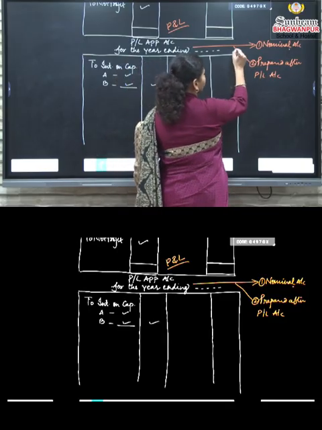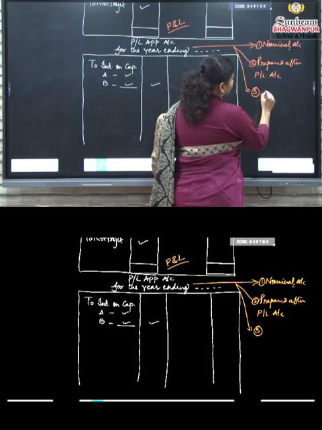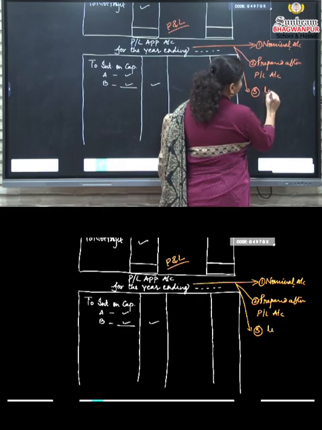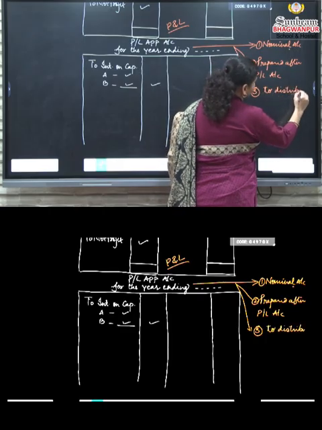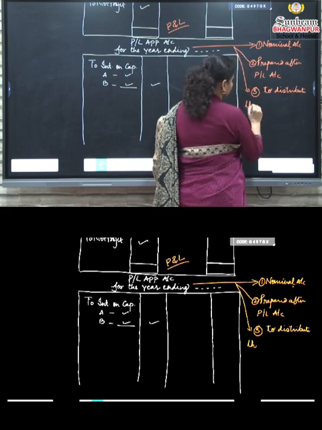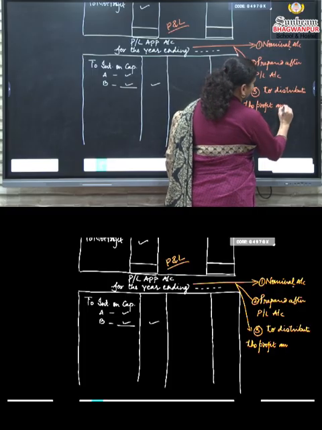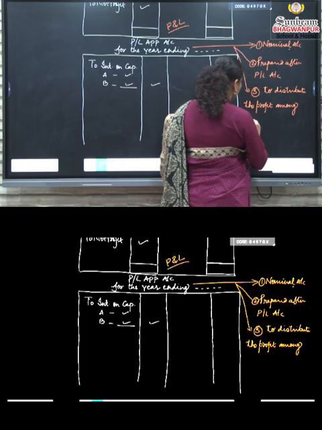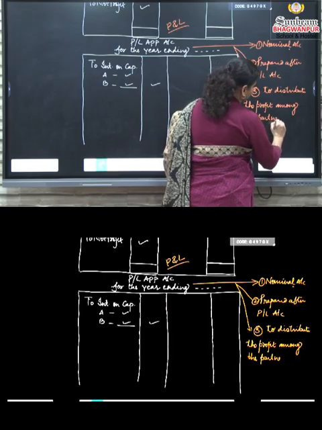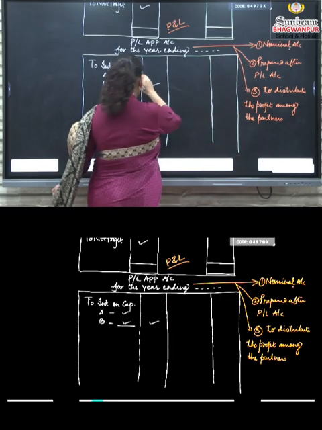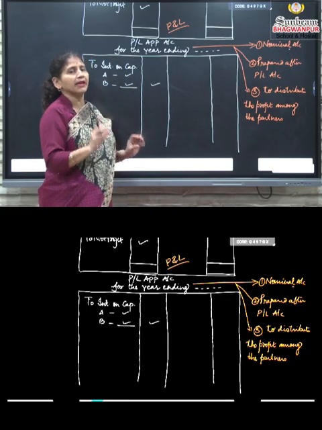And the third feature is, it is prepared to distribute the profit among the partners, right, after making payment, because some partners are doing some work, so for that they need to be paid, right.